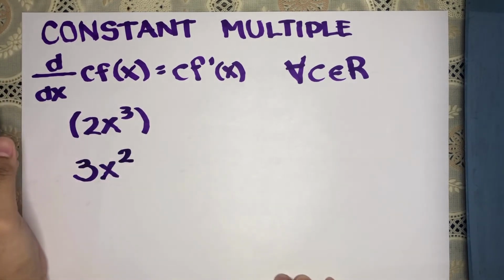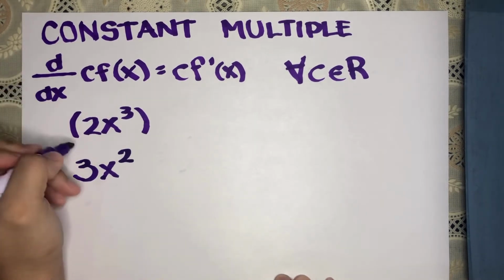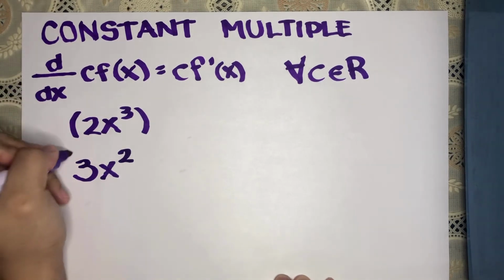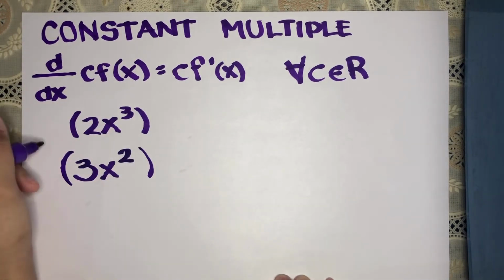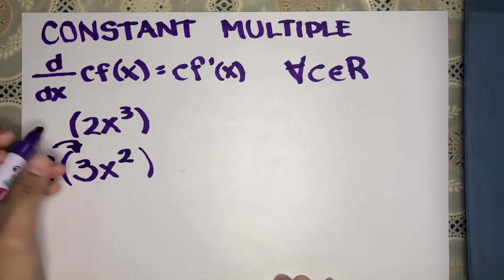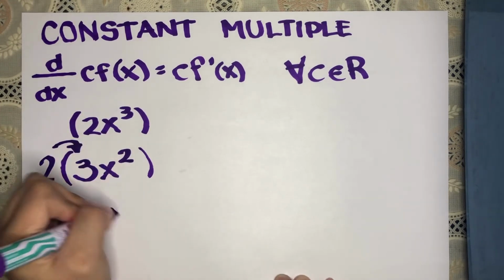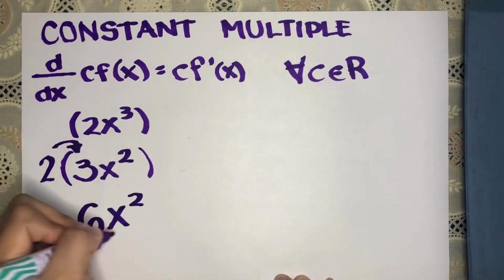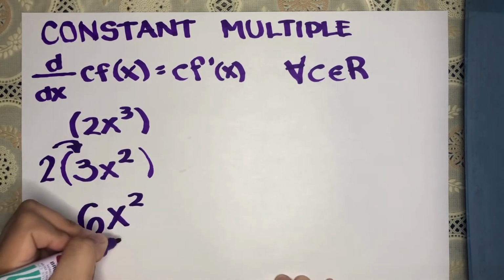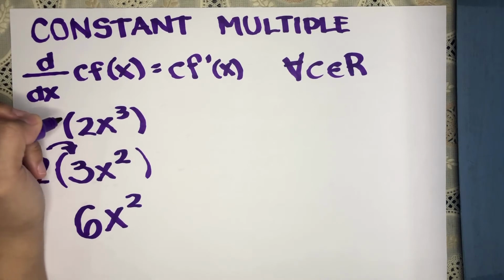Which means that it is 3x squared. Afterwards, 2 is given. So you need to multiply 2 and 3x squared, like this. 2 times 3 is 6. So, just copy the x squared. So, this is the final answer. The derivative of a function that has a factor c is equal to the derivative of the function multiplied by c.